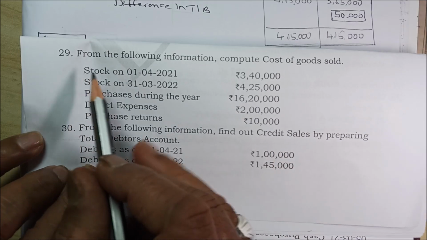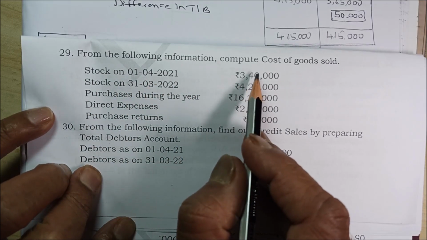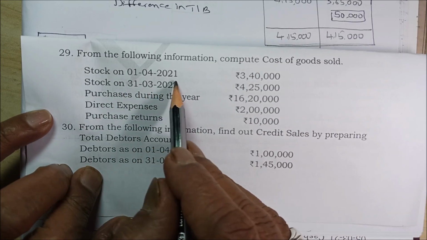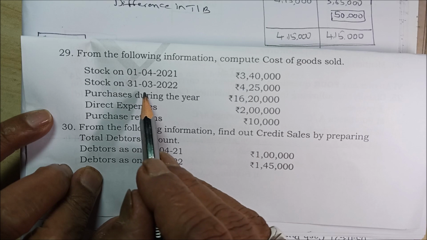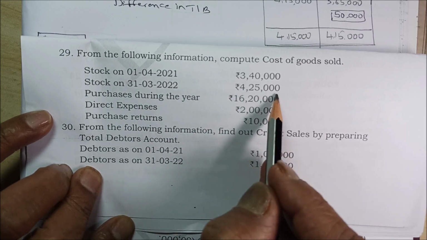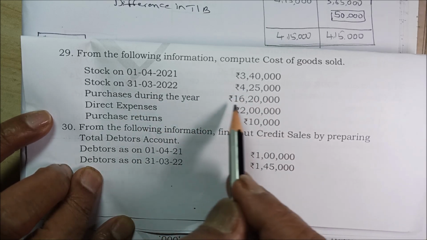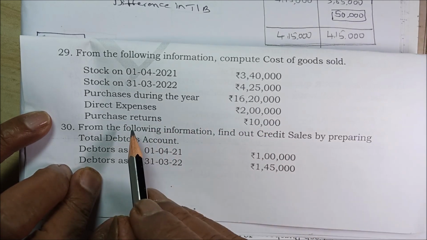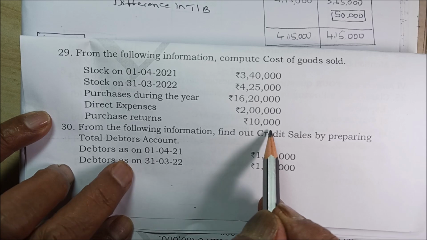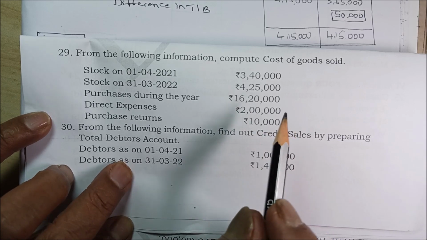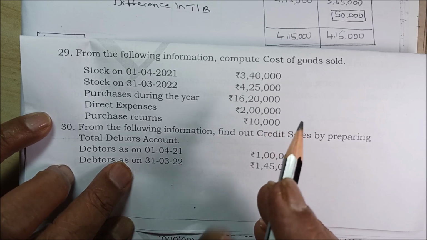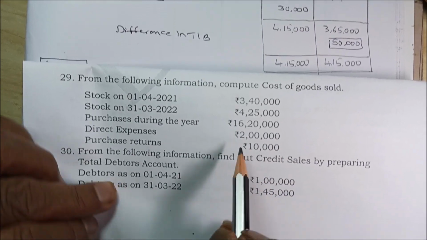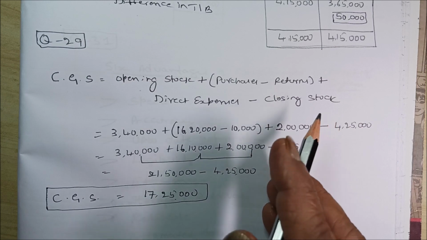Now problem number 29. From the following information, compute cost of goods sold. Stock on 1/4/21, 3,40,000. Stock on 31/3/22, 4,25,000. Purchases during the year, 16,20,000. Direct expenses, 2 lakh. Purchase returns, 10,000. It is very simple. It is just like your trading account. But how to do it? I will give you one formula for that.